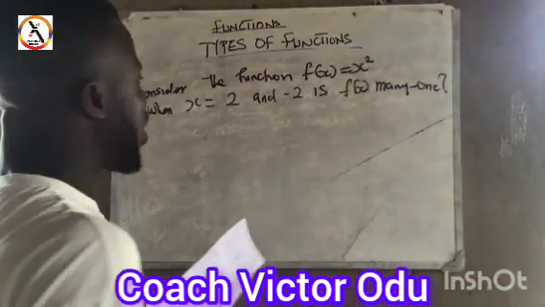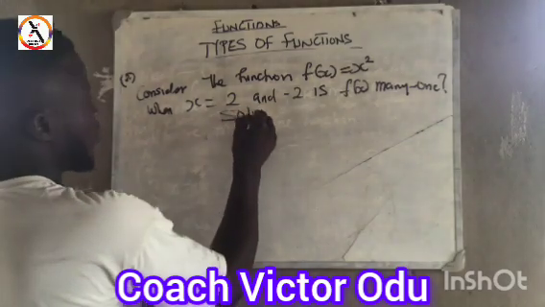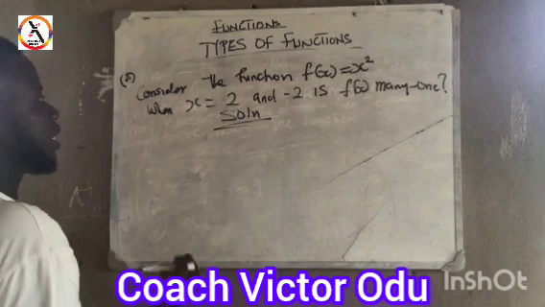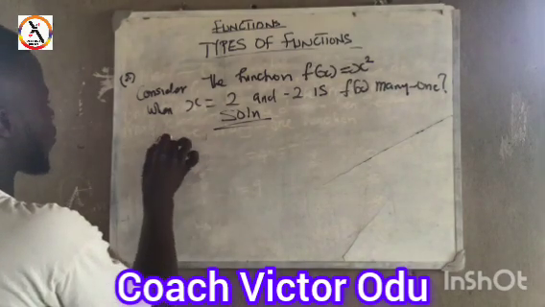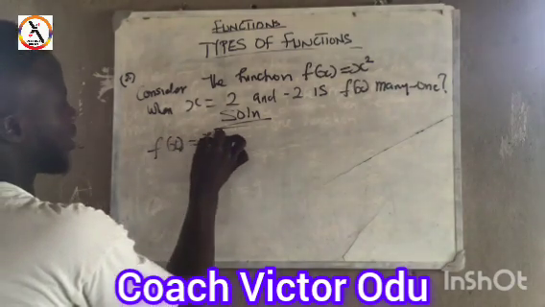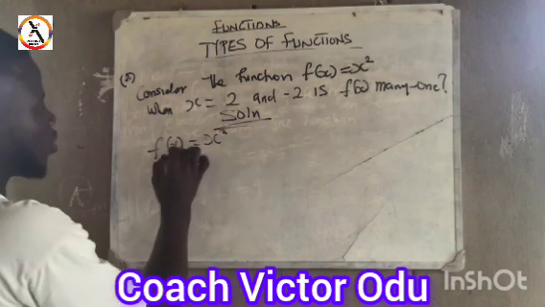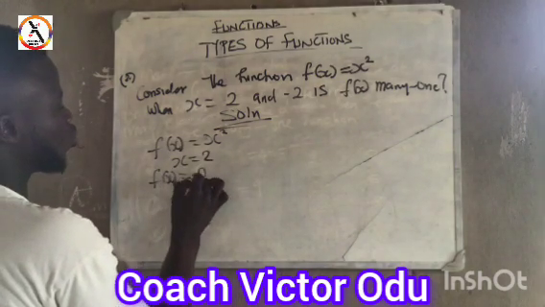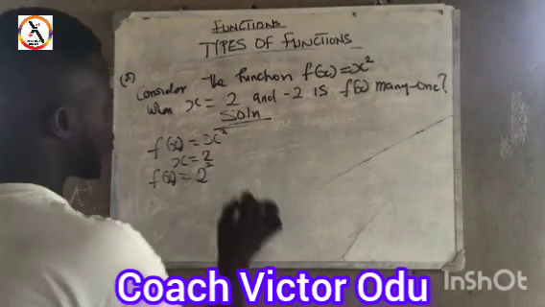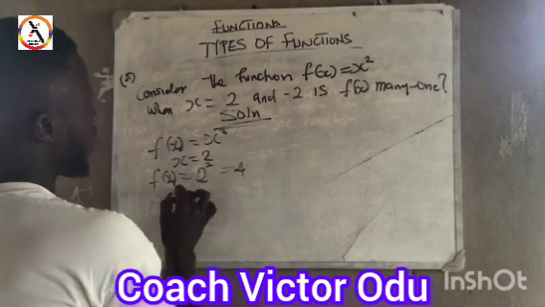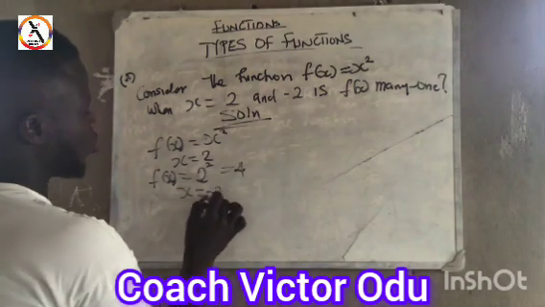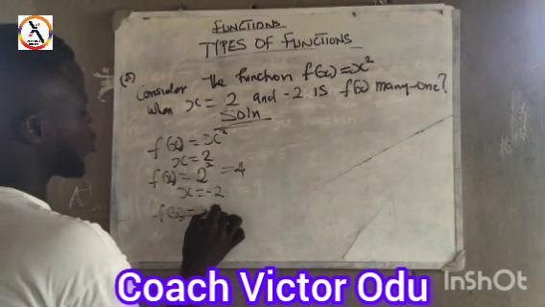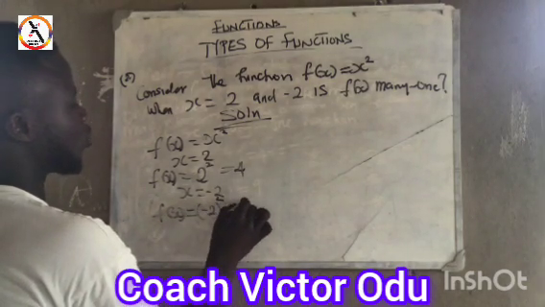Okay, so from the problem now, we write solution. Solving our problem, you can choose to write whatever you care here, but I just decided to use this shorthand. So now we have f of x equals x squared. When x is equal to 2, f of x will be equal to 2 raised to the power of 2, which is equal to 4. When x is equal to minus 2, f of x will be equal to minus 2 all squared, which is equal to 4.